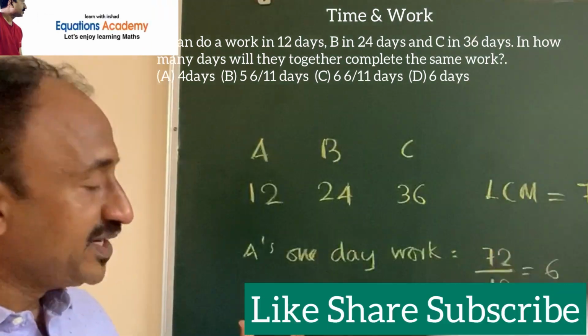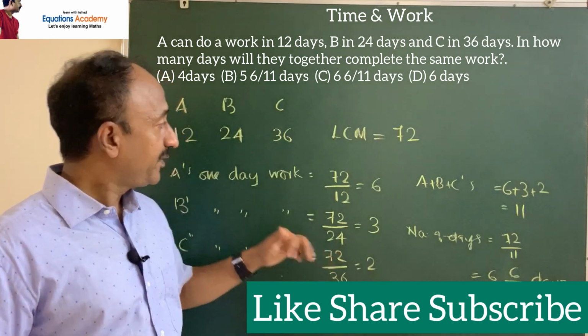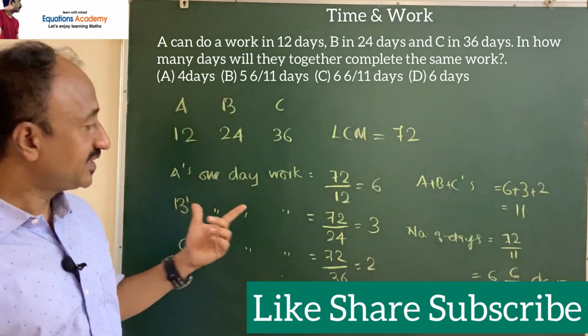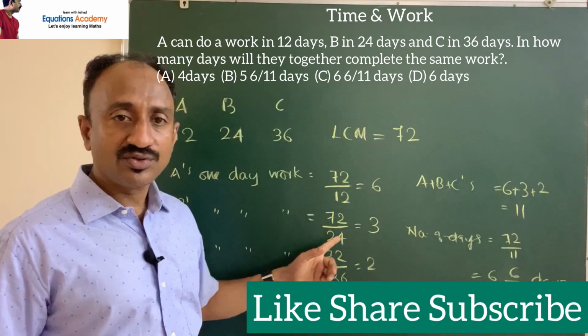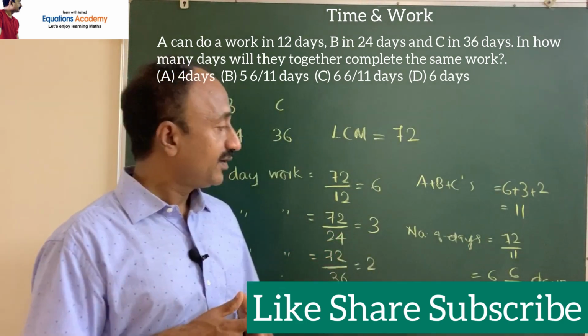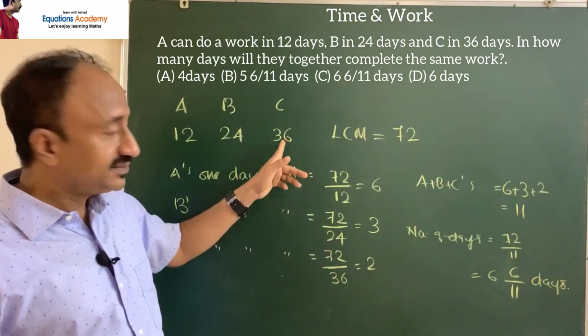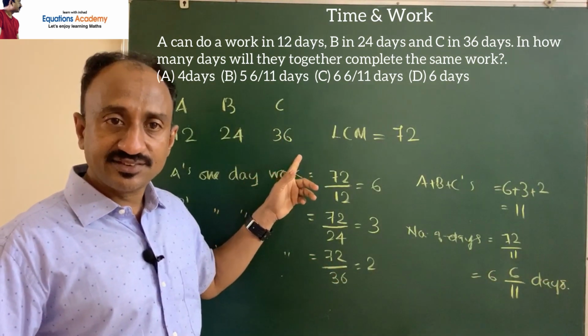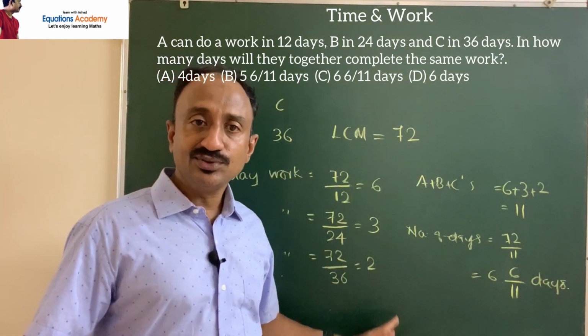And what about B's? B's 1 day work will be 72 divided by the number of days B takes, that is 24. So 72 divided by 24 is equal to 3. C's 1 day work will be 72 divided by the number of days C takes, that is 36. So 72 divided by 36 is equal to 2.